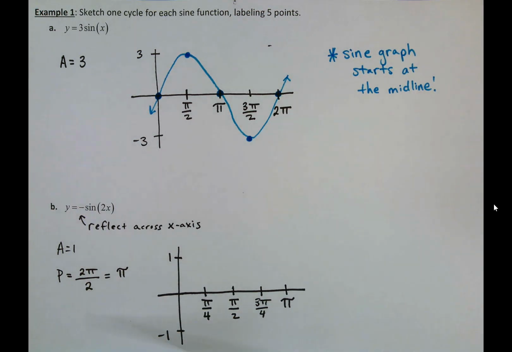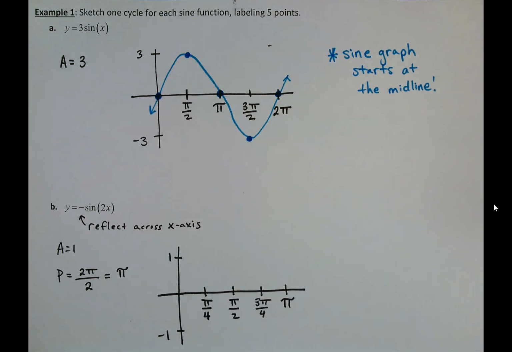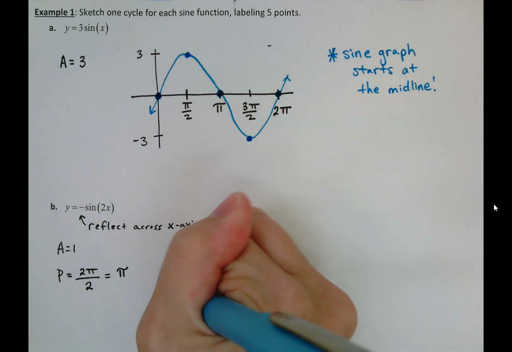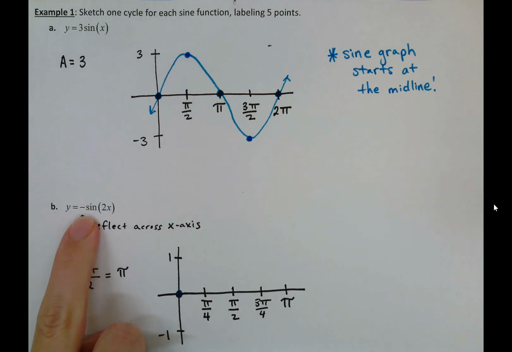Okay, so we're just compressing each of those horizontal components by a factor of 2. All right, so then we're going to draw our same basic shape. So remember that the sine graph starts at the midline. So our midline didn't change, it's still at 0. And so this time, instead of going up, we're going to be going down because we have a negative in front, which is going to reflect this across the x-axis.